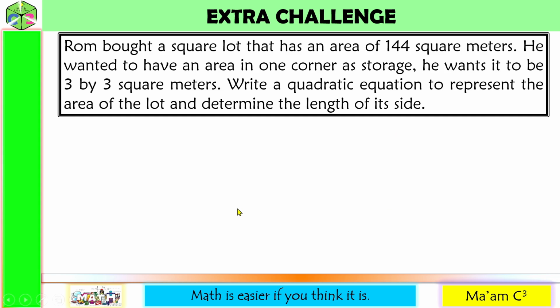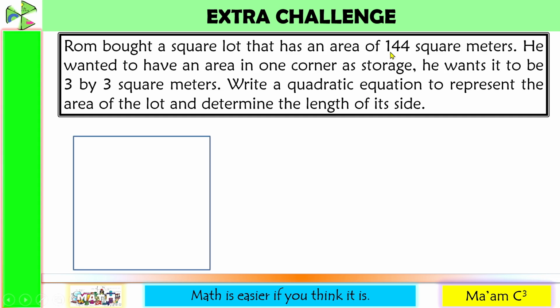Let us create a square lot that has an area of 144 square meters. And then, Rom wanted to have an area in one corner as storage. He wants it to be 3 by 3 square meters. Let us say I will take this corner here. So this will be 3 meters, and this also is 3 meters. Let us create a line to show the one corner as storage. So this is the storage area.